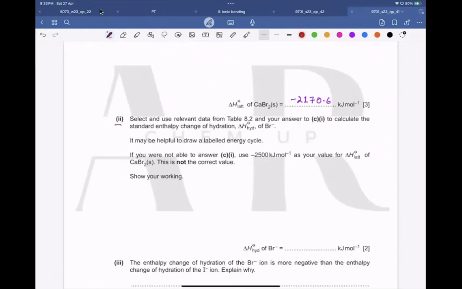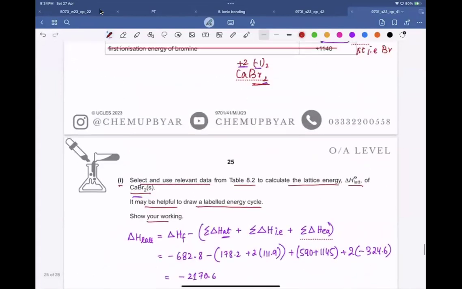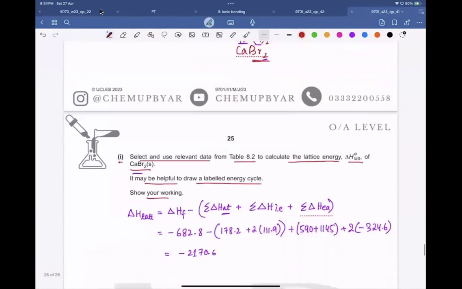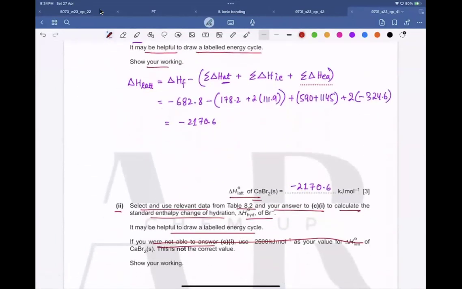Now, part 2. Select and use relevant data from table 8.2 and your answer to C1, that is the lattice energy of calcium bromide, to calculate the standard enthalpy change of hydration of bromide. It may be helpful to draw a labeled energy cycle if you were not able to. Okay, so we got that value, so we don't use this. If you recall, they have given you the enthalpy change of solution and we have calculated the lattice energy.